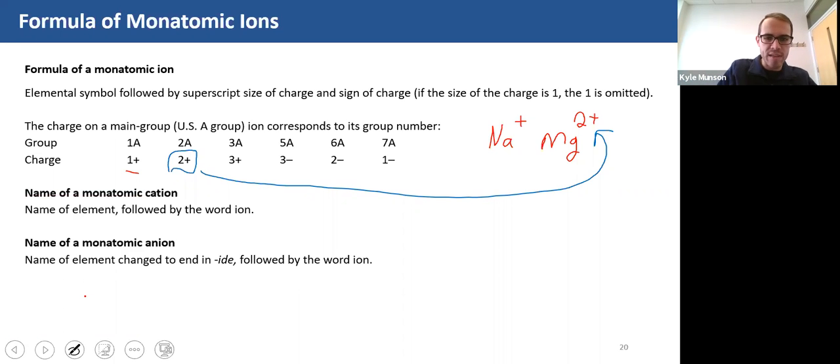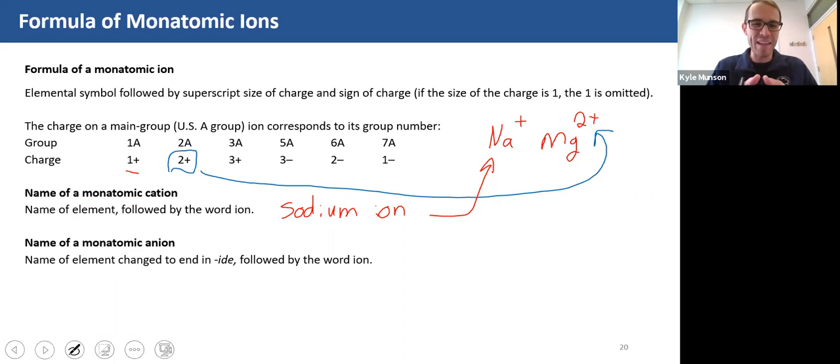So this is, like I said, sodium ion. That's it. Pretty simple. You just write the name of the element followed by the word ion. Really, really easy. Simple stuff.